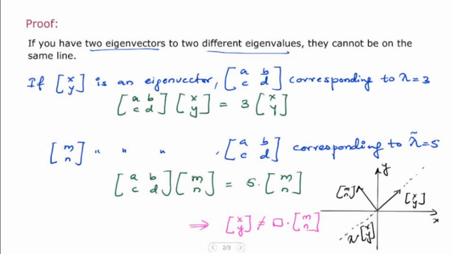Now, how can we prove this statement here? What we can do is assume that the two vectors x, y and m, n are on the same line. We can assume that this statement here is true. And if we assume that it is true, then we will get a contradiction. So let's go ahead and do that.